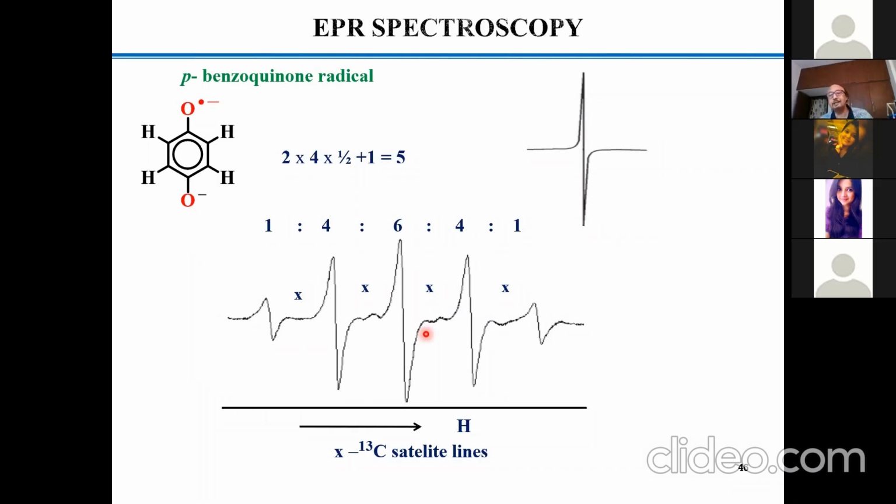Now, if you look at this example, this is rather a simple example. Why I'm saying a simple example: you see that these two are equivalent. Either you put it here or put it here, it doesn't matter. If they are equivalent, these 4 are equivalent. So you are getting 5 lines. Now here you can easily calculate the intensity ratio. That's not a big problem.